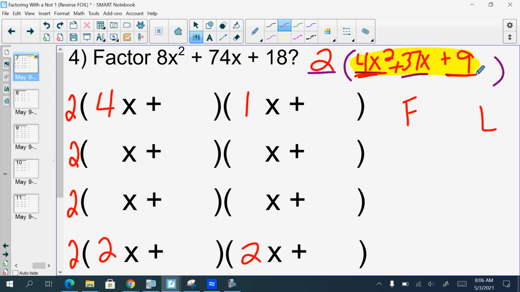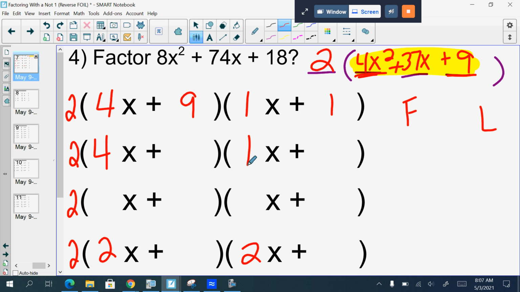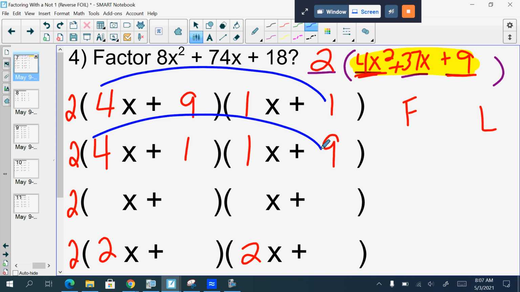So it could be like a 9 here and a 1 here, right? 9 times 1 is 9. Or maybe it's going to be the 4 here and the 1 here, but a 1 here and 9 here instead. Again, that's a different combination because think about it. Here, 4 gets multiplied by 1. Here, 4 gets multiplied by 9. So your outer and inner are going to be completely different if you switch those, okay?